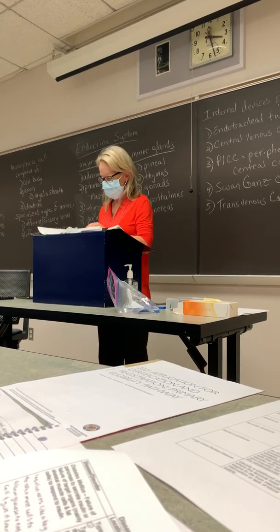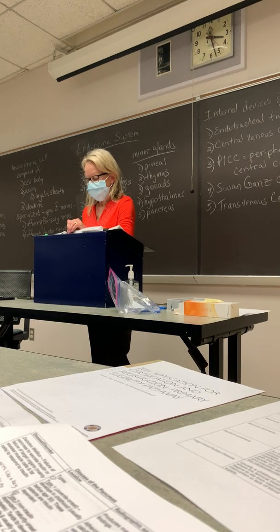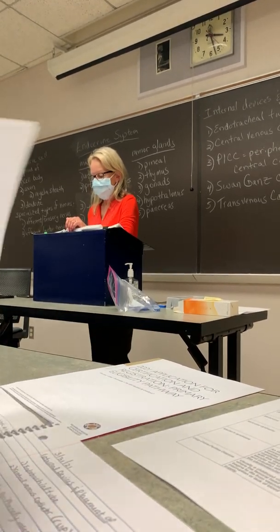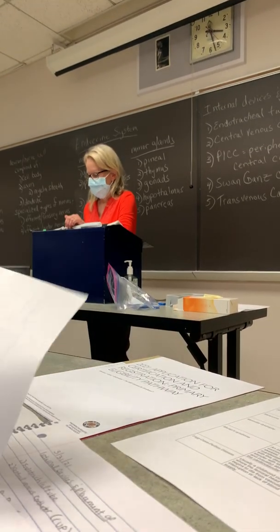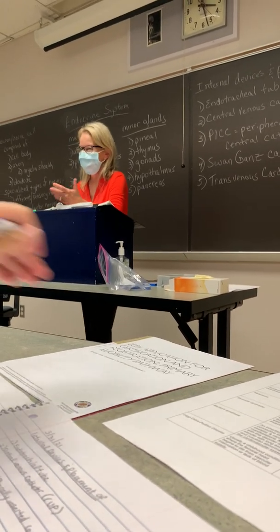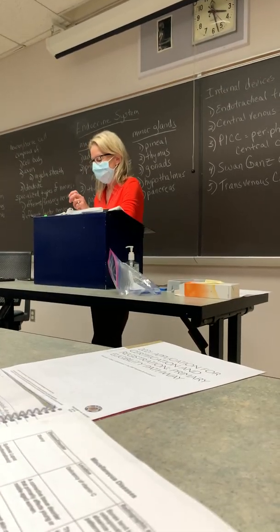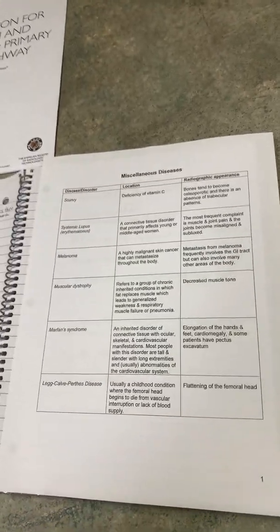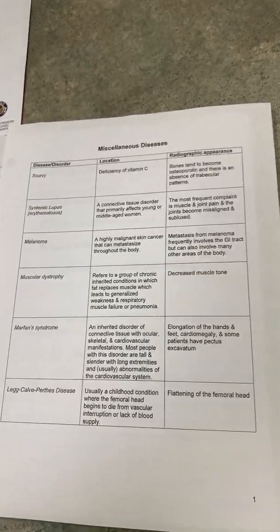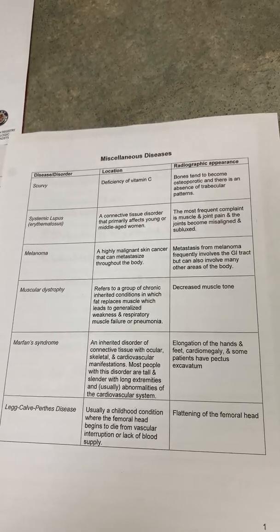Okay, miscellaneous diseases, we're almost done. Okay, the first one is scurvy. Sorry about the pirates getting me all the time. I was thinking of those old movies. But anyway, scurvy is a deficiency of vitamin C. So usually people that don't get enough fruit or vegetables. That's all I want you to know.